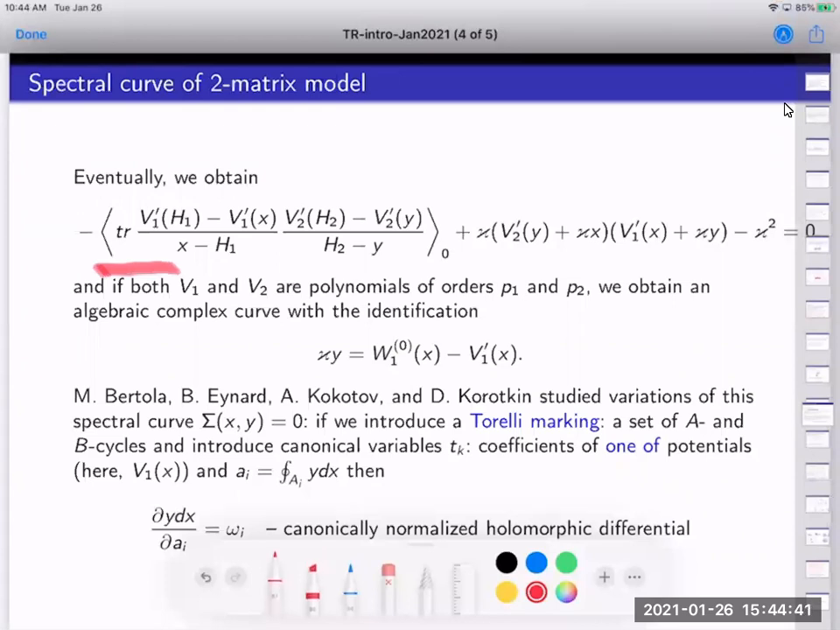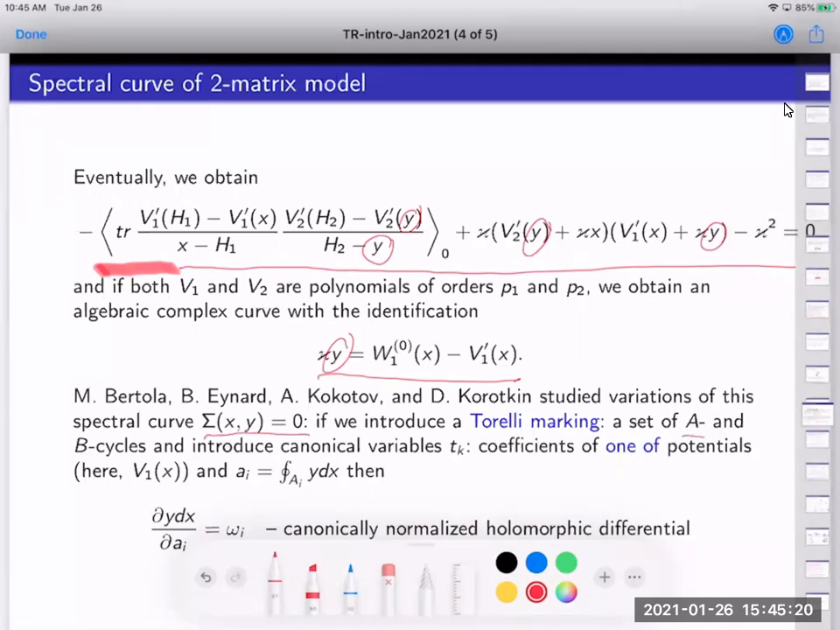The corresponding algebraic equation, and we again have the identification of variable y, which appears, of course, here. We have an identification of this variable y with the one-loop correlation function of one of the matrices. And if we come back to the same structure that we had previously for just one matrix model, we now have this spectral curve.